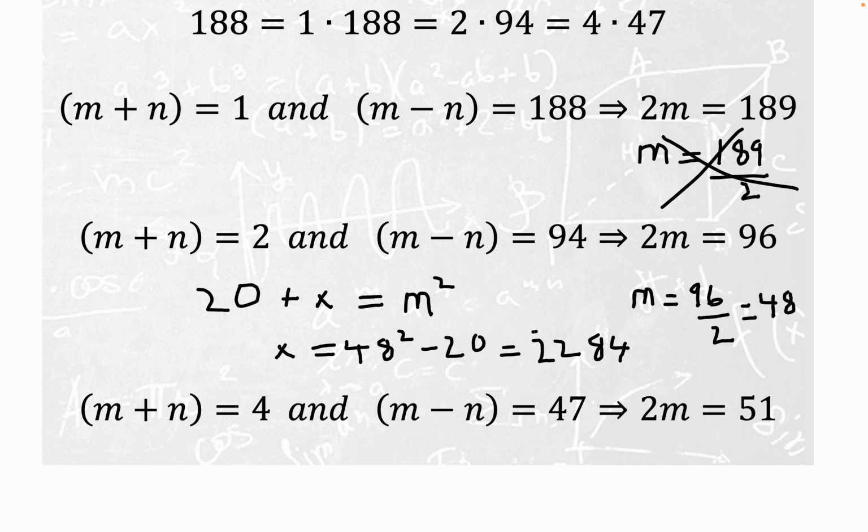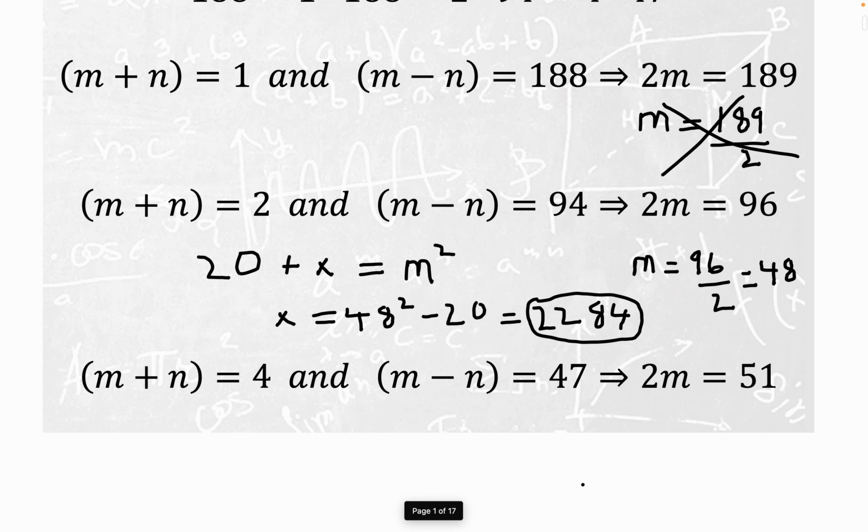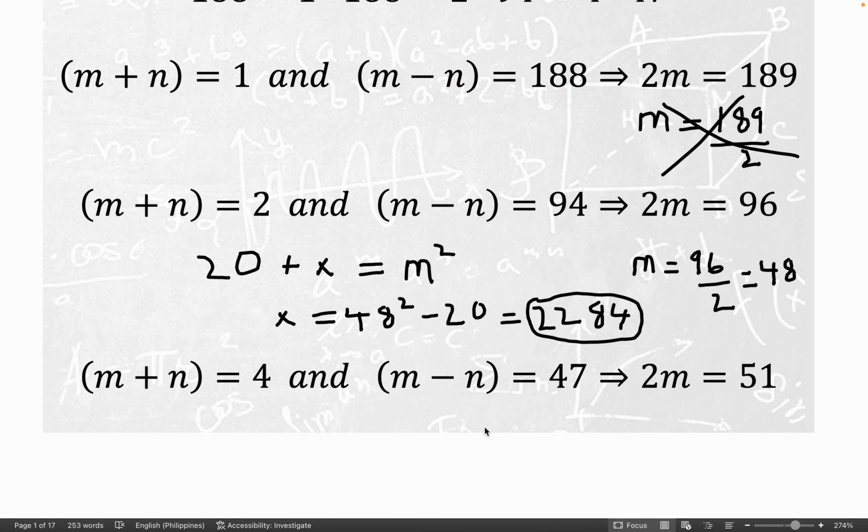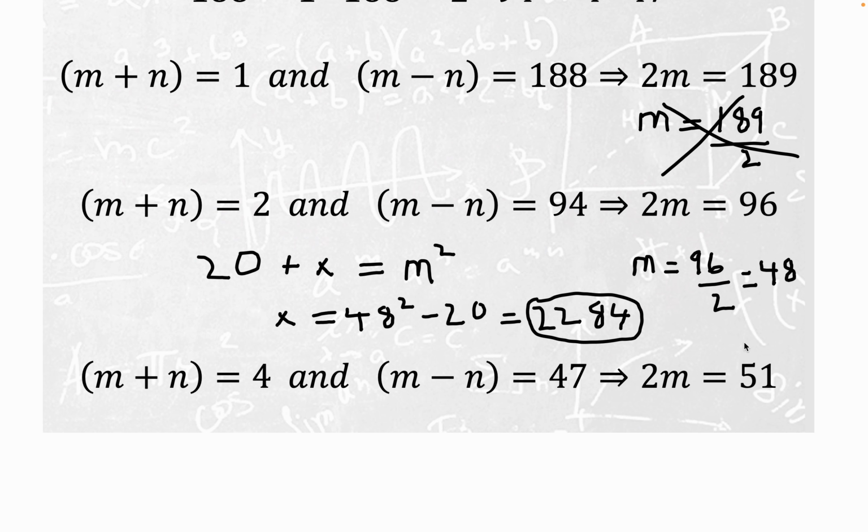Now notice you can see here on this very last case, this is not going to work out, right? This case won't work out because 2m is equal to 51. And let me just scratch that case. You can see that it's the very same kind of process. This piece right here is also going to yield a non-integer value. So 2284 is the final answer.